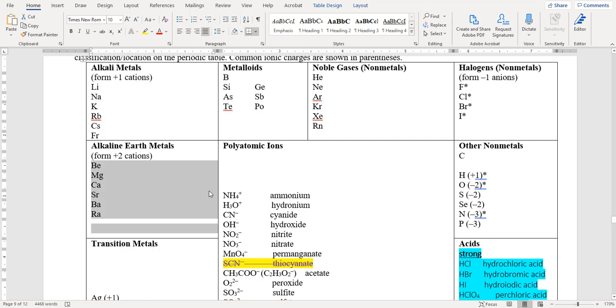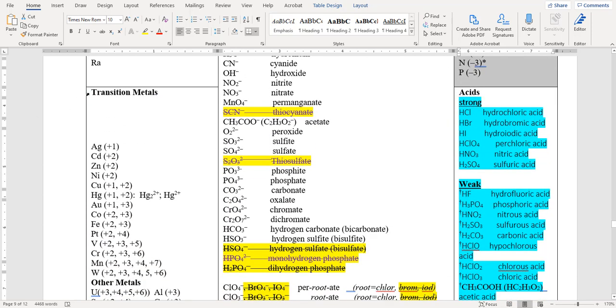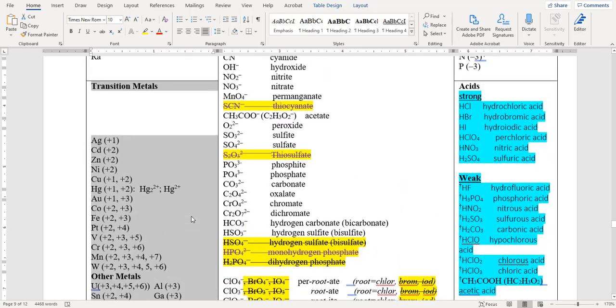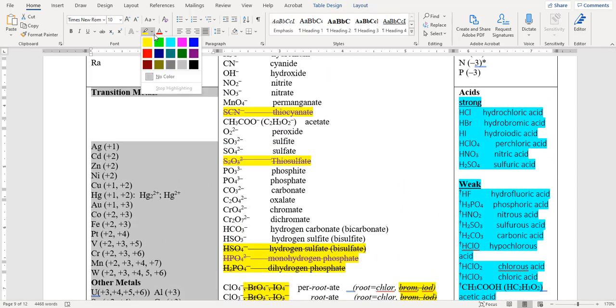So what are the challenging ones? Well, over here, those are pretty straightforward. Those are all non-metal anions, so that's in group 5, 6, and 7. Oh, that's not hard. Here's the hard part. You need to have all of these memorized right here that I am putting in green.